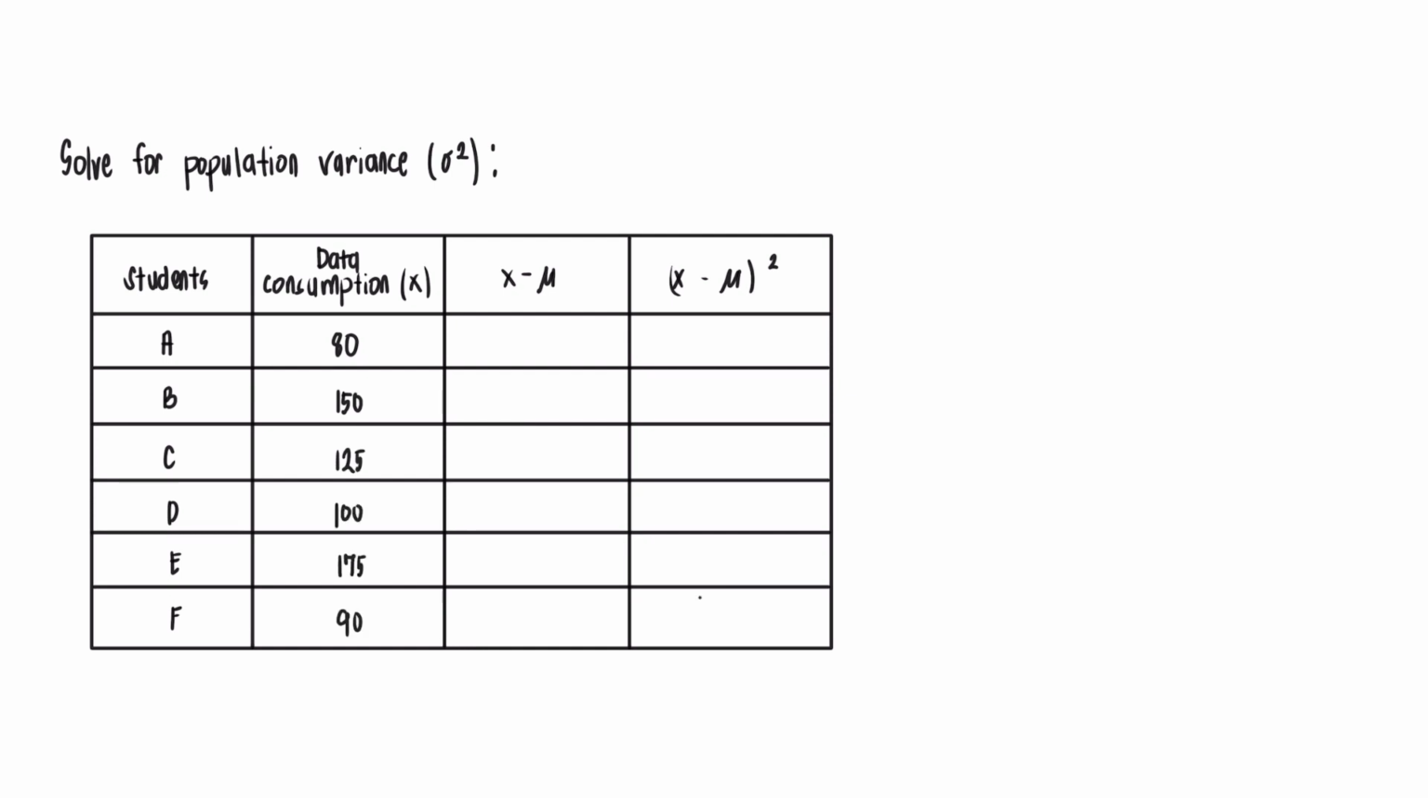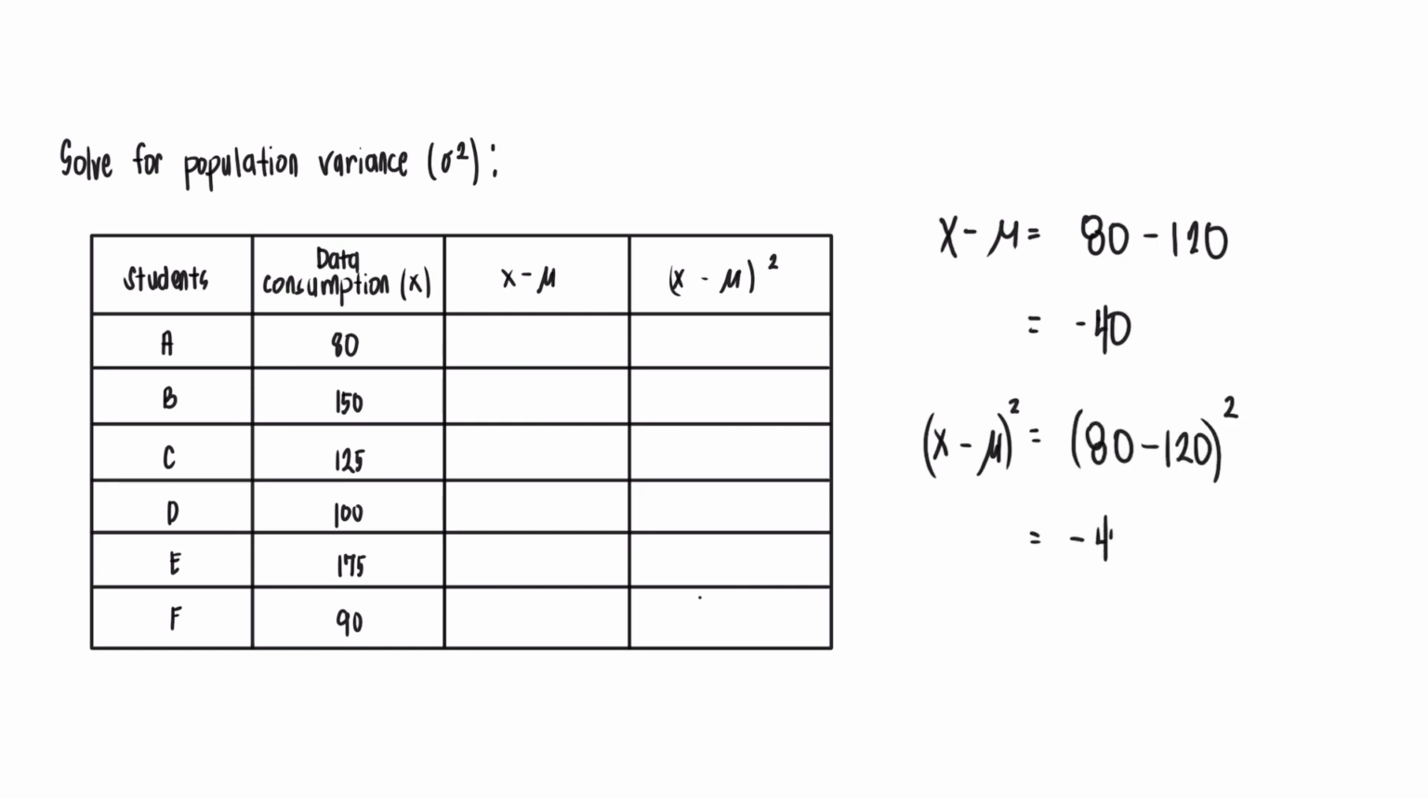Let's solve the first row. So x minus mean is equal to 80 minus 120. It is equal to negative 40. Now, square the result. So negative 40 squared is equal to 1,600. Then, do the same process to solve the remaining rows.